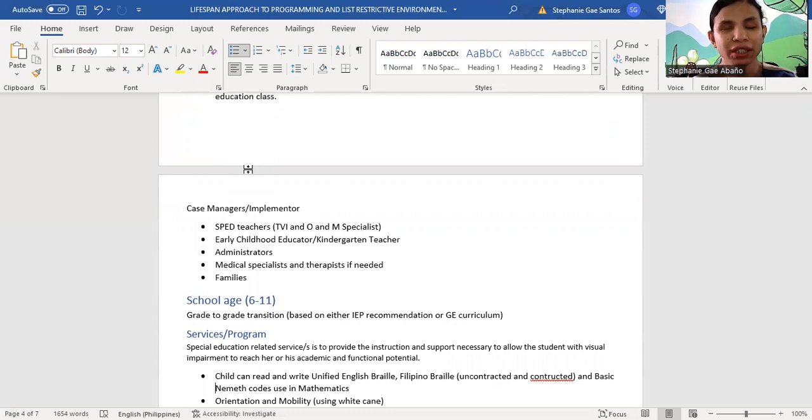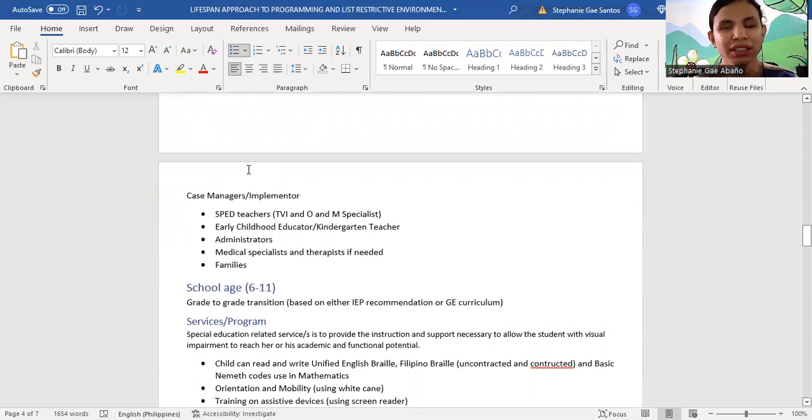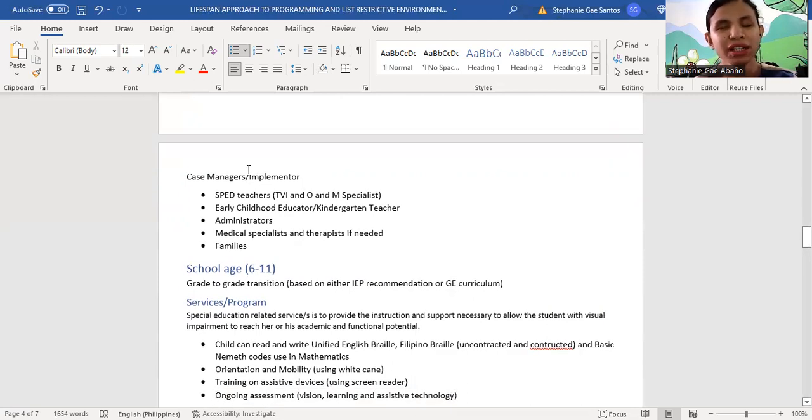And we have orientation and mobility, and another thing is training on assistive devices. At this level, it is important to have ongoing assessment in terms of functional vision assessment, learning media assessment, and assistive technology. As they start the transition from grade 3 to grade 4, little by little the teacher can introduce assistive technology to help them cope with the general education curriculum as well.